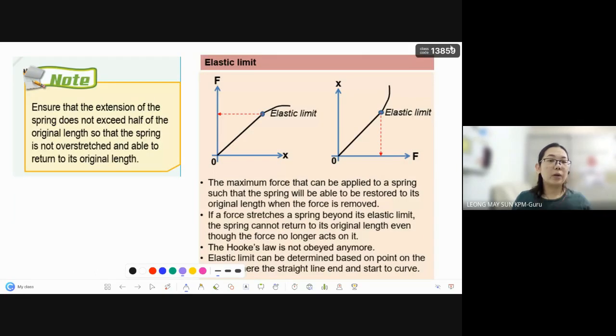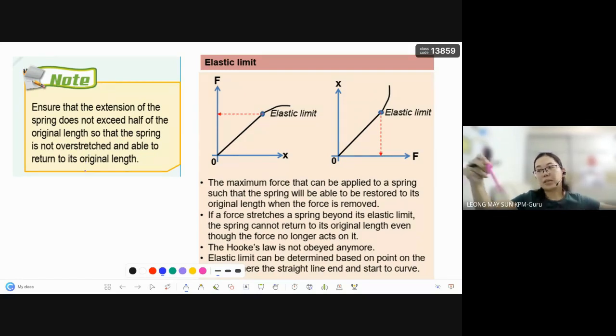So now we go into elastic limit. Please do take note on this elastic limit. Okay, in the textbook they actually put a very small section on elastic limit over here, saying that ensure the extension of the spring does not exceed half of the original length, so that the spring is not overstretched and able to return to its original length. So what does this mean?